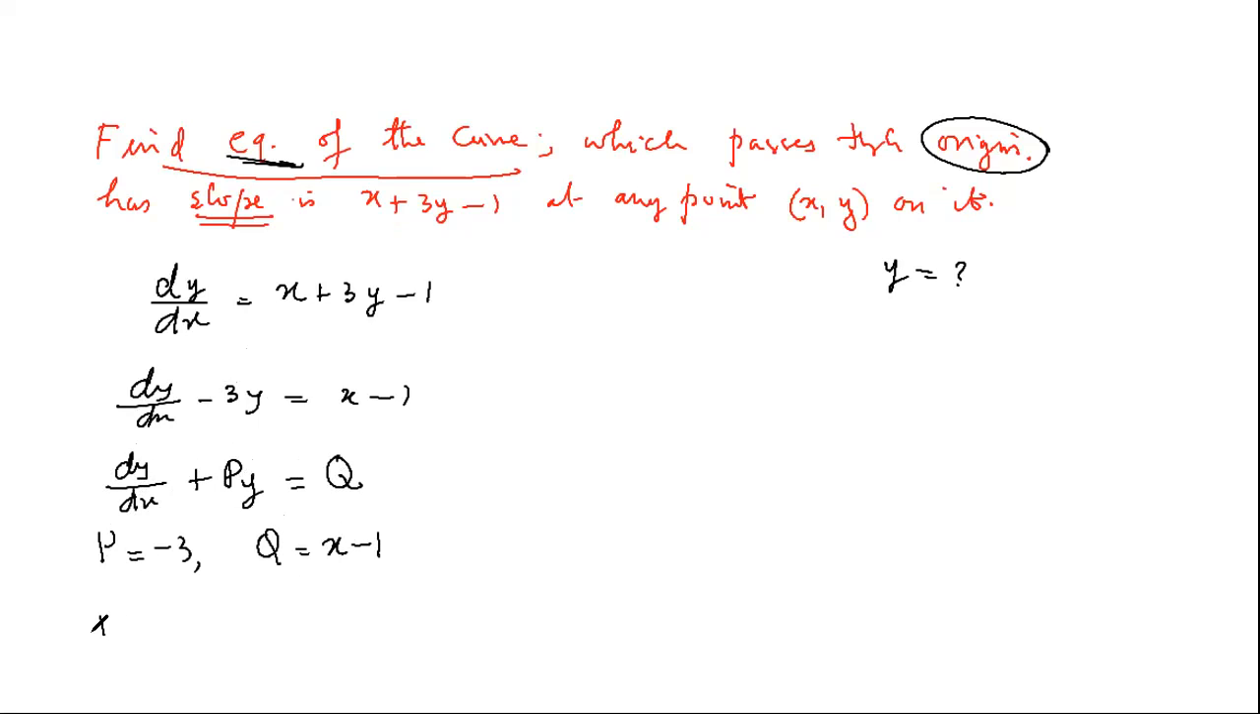So now you can calculate the integral factor. e raised to integral p dx, e raised to integral of minus 3 dx. So it will become e raised to minus 3x. Then what is your solution?